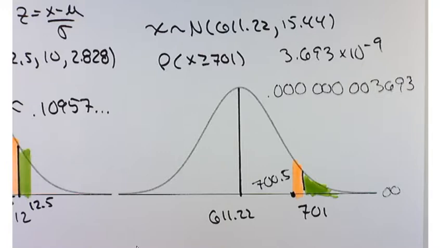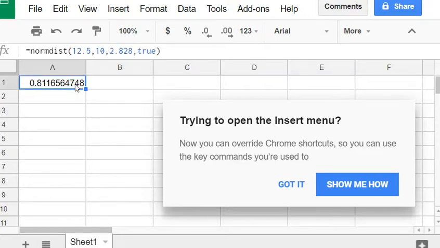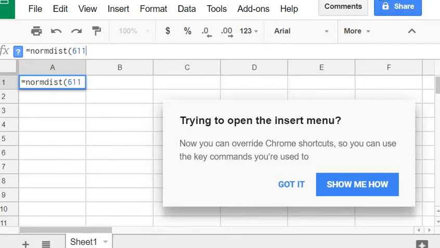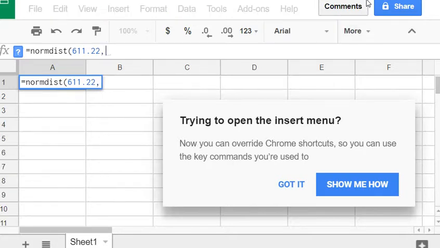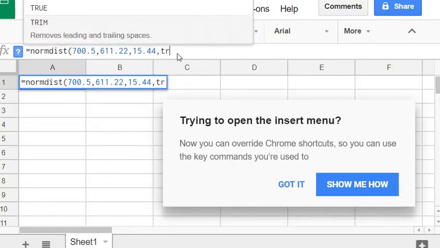On Google Sheets, let's take a look. So we want the normal distribution. The mean was 611.22, and then the standard deviation. Actually, you know what, I don't want that. I want to put in the x value first. So it'll be 700.5, then the mean, then the standard deviation, which was 15.44, comma, true.